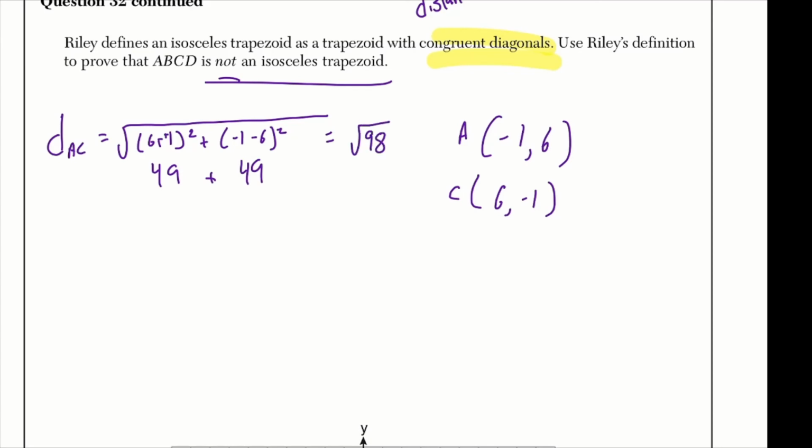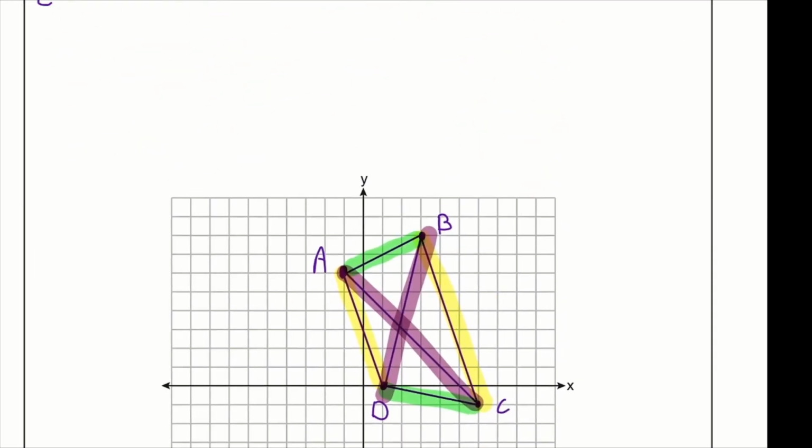You're not required to put this in simplest radical form or anything like that. I'm not sure if 98 can be broken down. I don't think it's divisible by 4, so I don't know what number it would be divisible by. Oh, I guess 49, right? It'd be 7 square root of 2. But you don't need to do that. I'm just going to leave it as the square root of 98. Now I'm going to do the distance to the other diagonal, which is BD.